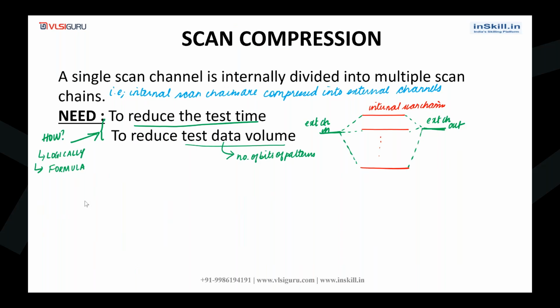We will substitute the values of the various quantities in that formula, and then we will show you that if you go for compression, you are able to achieve reduction in test time and reduction in test data volume. Now you have understood what scan compression is. The scan chains, the internal chains, are compressed into external channels in order to reduce the test time and the test data volume.